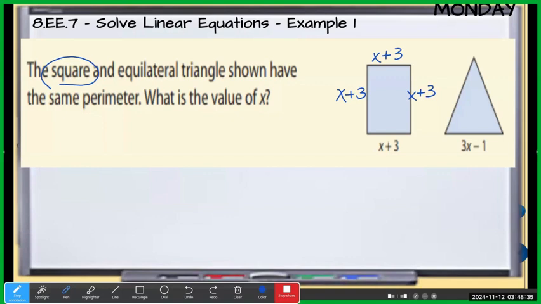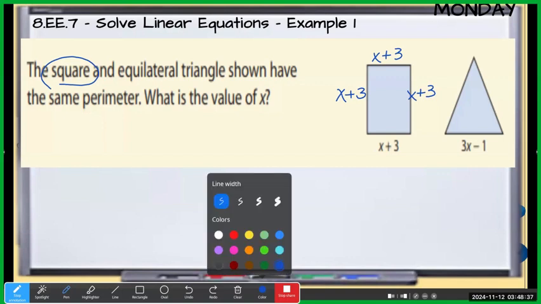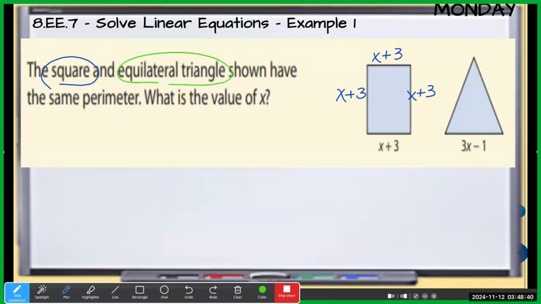What do I know about an equilateral triangle? What's equal? What does equilateral mean? All sides equal. Okay, all sides equal. So if one side is 3x minus 1, the other side is the same. So I'm gonna label it if I need to. Some of us need to see it. We can't do it in our head.